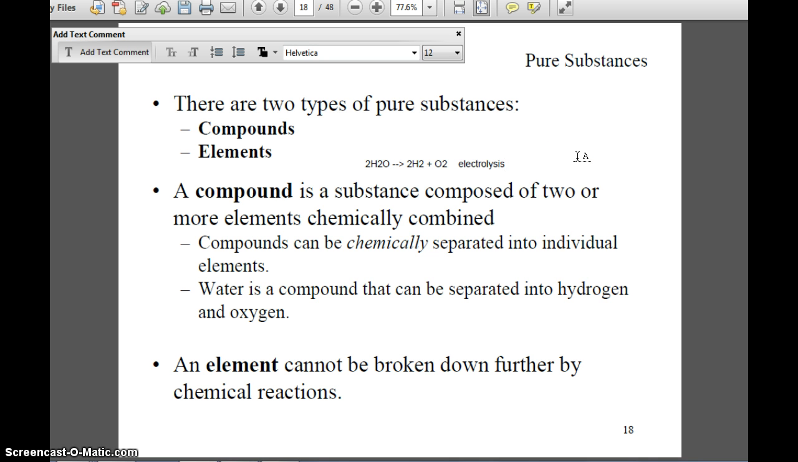So this is not something that you can carry out in your garage or in your kitchen. You need specialized equipment to be able to decompose water into hydrogen gas and oxygen gas. And so pure substances like pure water can be chemically separated into individual components. On the other hand, if you consider an element, anything on the periodic table, that is an element. Gold, so gold is an element, silver is an element, copper is an element, oxygen that you breathe, nitrogen, all of those are elements as well.